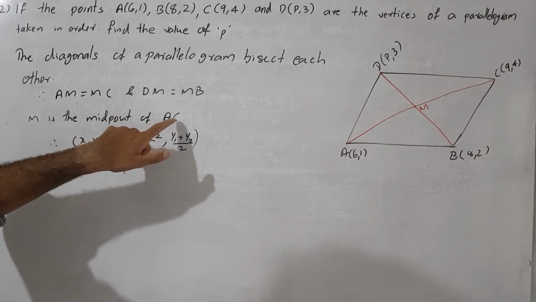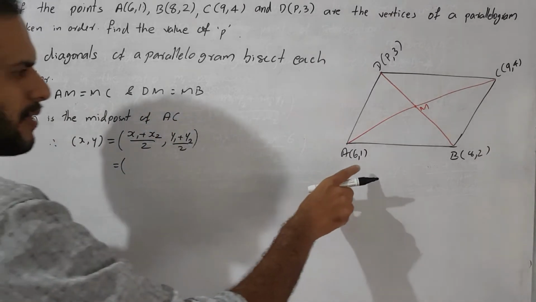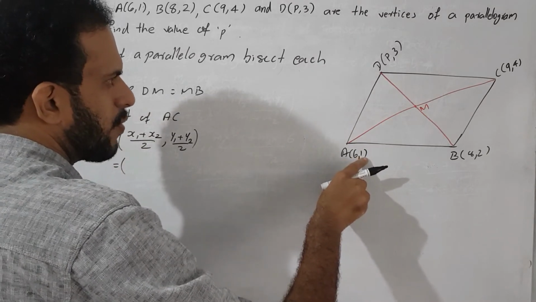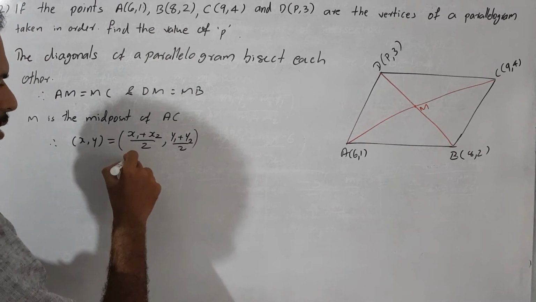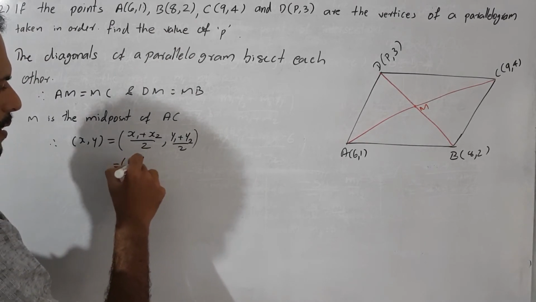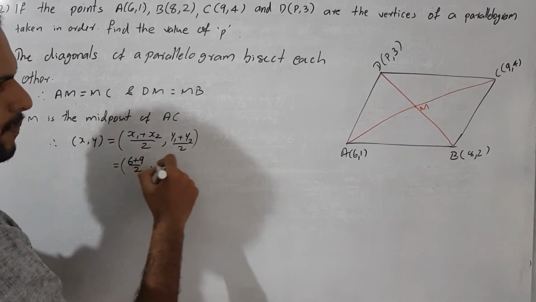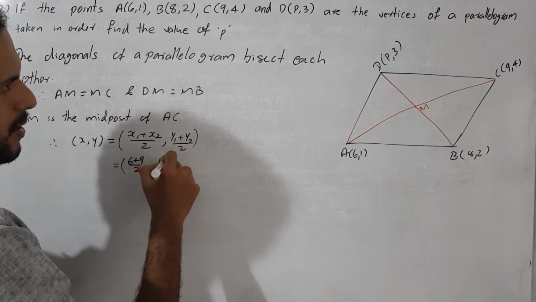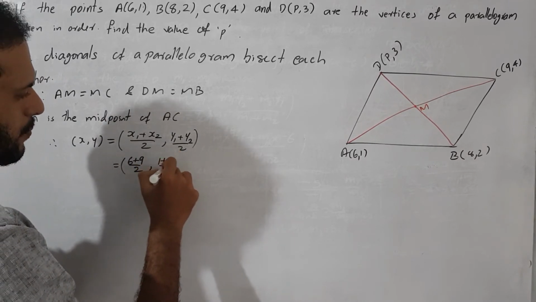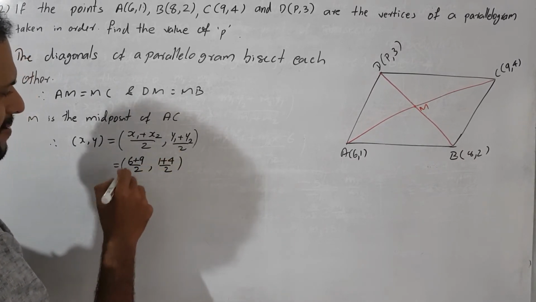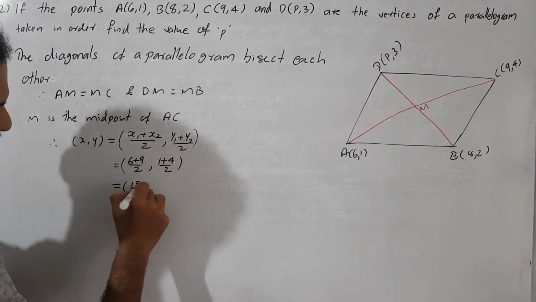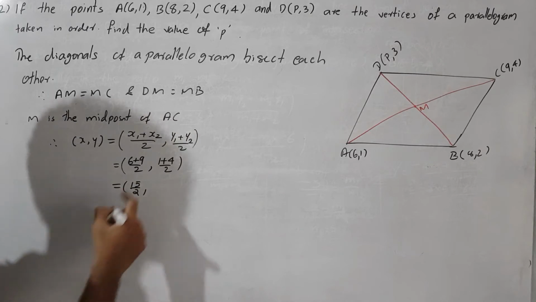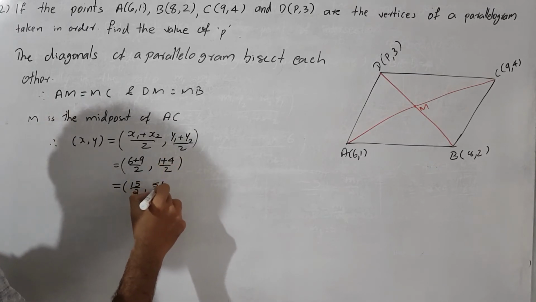The line segment is AC. So we choose (6, 1) as (x1, y1) and (9, 4) as (x2, y2). Then how to write? (6 plus 9)/2 comma (1 plus 4)/2. Okay, 6 plus 9 is 15 by 2. We are not dividing by 2, and 5 by 2. We are keeping it like this.